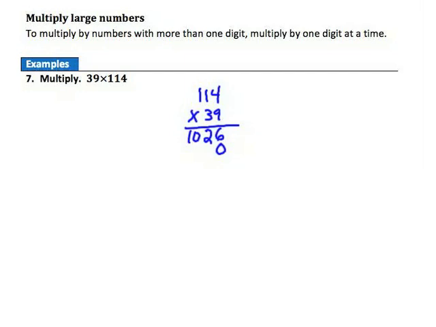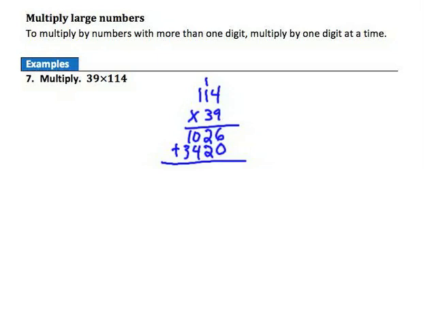And now I'm ready to multiply by 3. So I start the same process I did by 9. 3 times 4 is 12. Write down the 2, carry the 1. Now 3 times 1 is 3, plus the 1 is 4. And then finally 3 times 1 is 3. Now that I have this written, I'm ready to add this all together.